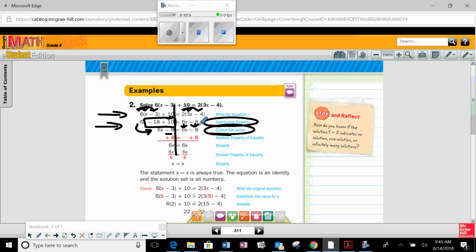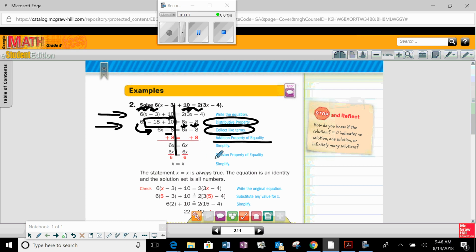Now I'm going to use the addition property of equality to get the constants together. You could move the constants or you could move the variables first. It does not matter. So I'm going to take my negative 8 and do the inverse operation and add 8 to both sides, leaving me with 6x equals 6x. That should clue you in that it is the same answer.